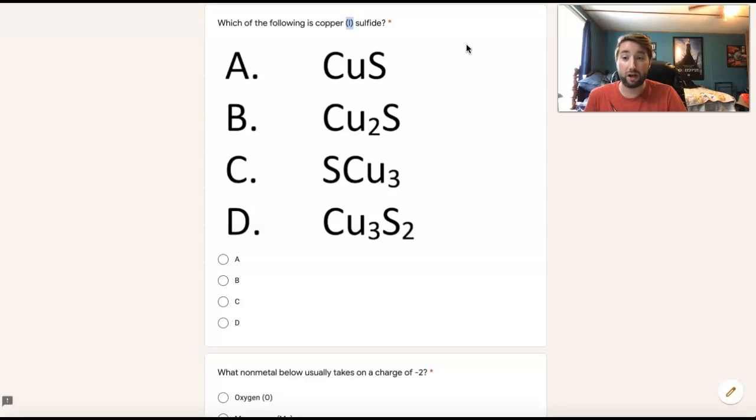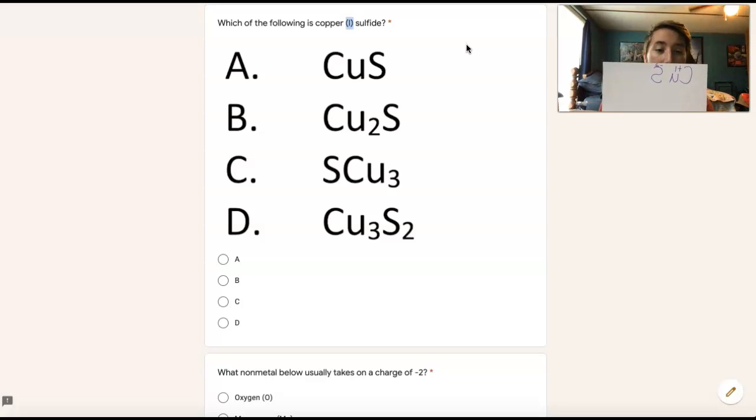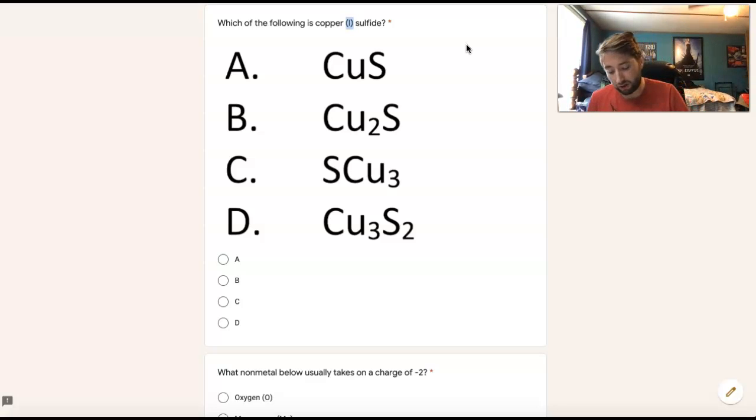So the whole oxygen column is going to have a charge of -2. So yours should look something like this. So we've got Cu +1 and we've got S -2. All right, now we're going to crisscross.